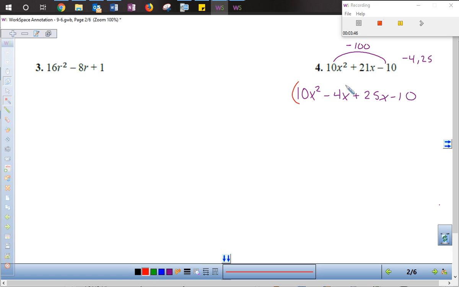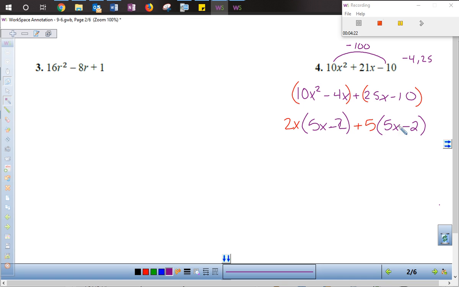Then we can group our 2 binomials and take out the greatest common factor. 10 and 4 both have a 2 in common. X squared and x, I can take out an x. Then 10x squared divided by 2x leaves me with 5x. And 4x divided by 2x leaves me with 2. Now my second binomial over here, 25x minus 10, 25 and 10 both have a 5 in common. And I can see what's left. 25x divided by 5 gives me 5x, and negative 10 divided by 5 is negative 2.